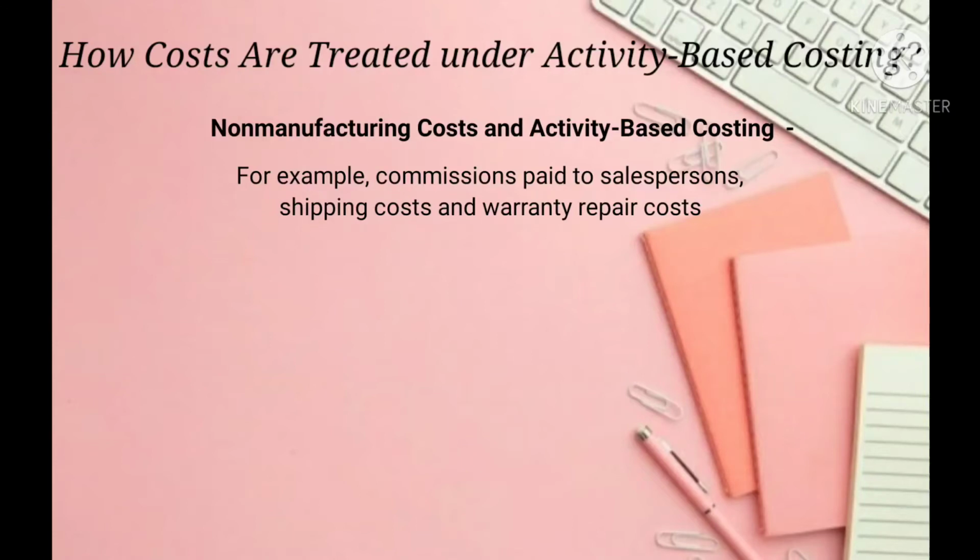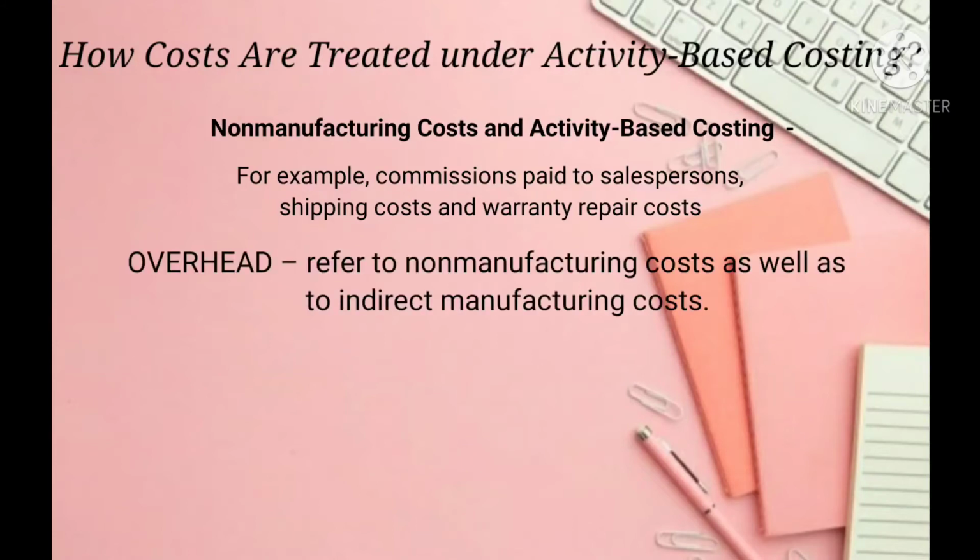The term overhead is used to refer to non-manufacturing cost as well as to indirect manufacturing cost. In activity-based costing, products are assigned all of the overhead cost, non-manufacturing as well as manufacturing, that they can reasonably be supposed to have caused.